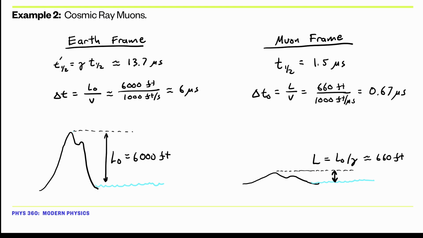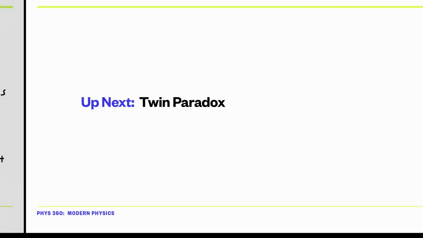Notice that the time-dilated time equals the proper length over v, while the proper time equals the length contracted length over v. Alright, up next is the twin paradox.